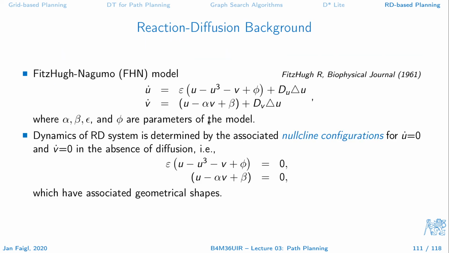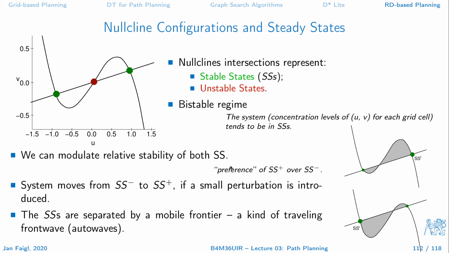In this work, it is based on the FitzHugh-Nagumo model, which looks like this, and there are these parameters. What is quite interesting for this reaction diffusion system is that the dynamics is determined by the associated nullcline configuration, for which we have zero derivatives. So in the absence of diffusion, which in this case gives us these equations, these nullcline configurations have associated geometrical shapes.